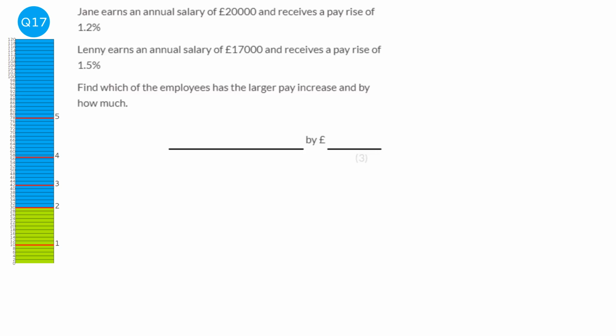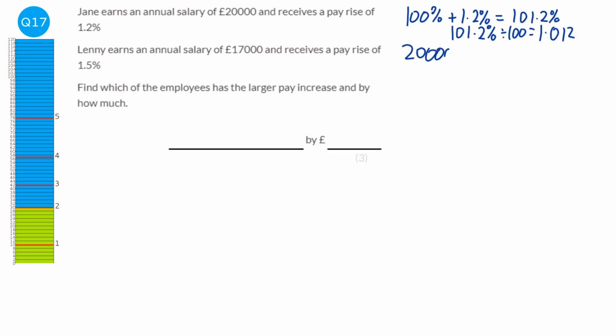So firstly we're going to work out what the percentage increases are as a multiplier. So we start off with 100%. Jane has a 1.2% pay rise, and so that would be 101.2%, and we divide that by 100 to make it a multiplier. So the multiplier is 1.012. So we get the 20,000 times it by 1.012, and that gives us 240.